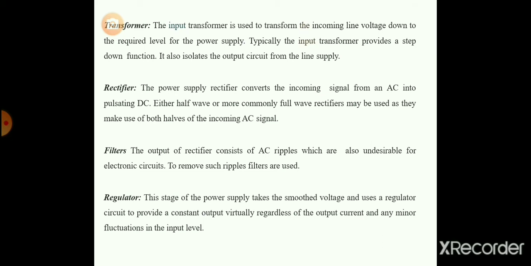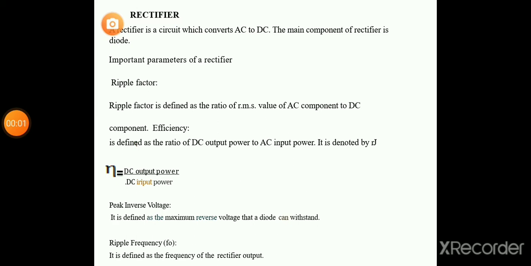The transformer converts AC to AC, depending upon step up or step down. Here there is no question of step up or step down. Then the rectifier gives DC. A rectifier is a circuit which converts AC to DC. The main component of the rectifier is the diode. The diode is a DC device.